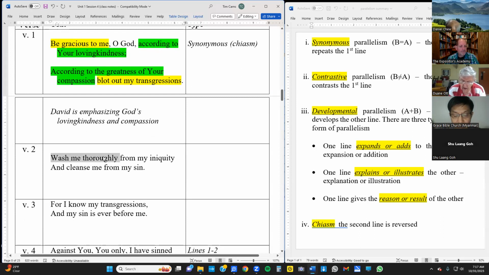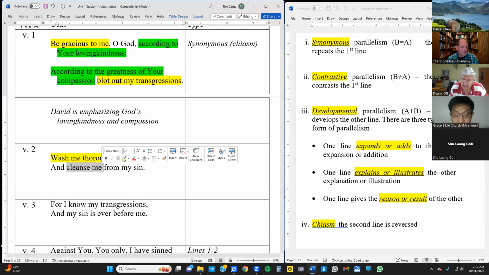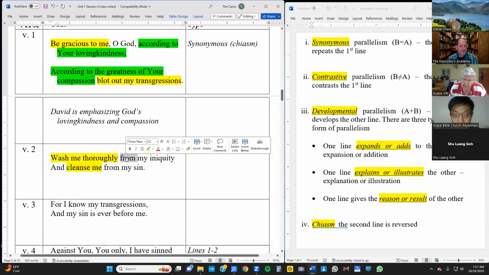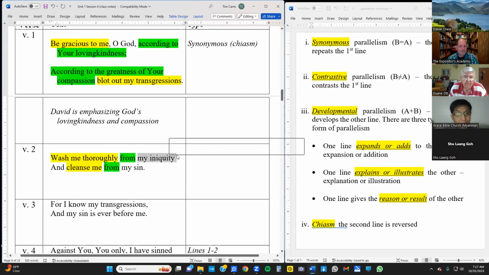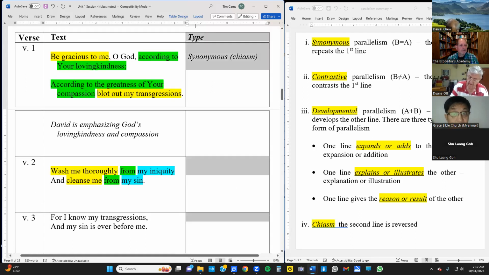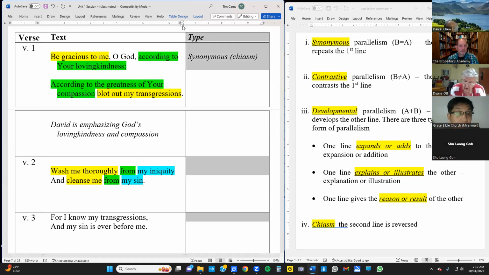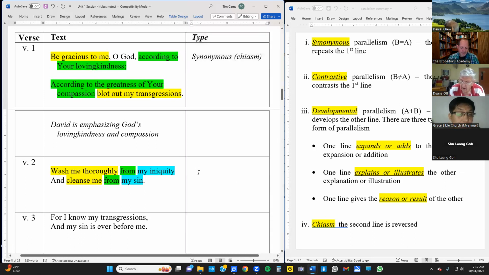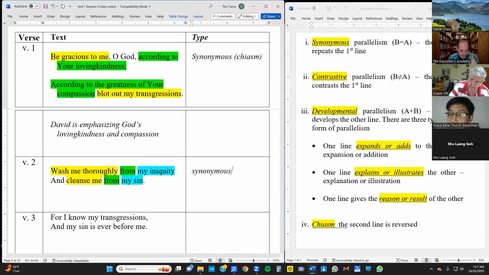He says, "Wash me thoroughly." Cleanse me. Right? Those are a similar idea. And then "from my iniquity," "my sin." Again, same idea. This is definitely synonymous. It just repeats the same thing. Yeah, he's essentially repeating the same thing, but using different words to do that.